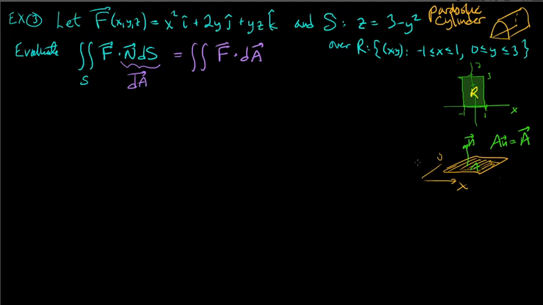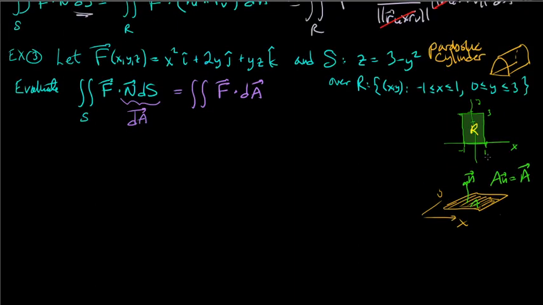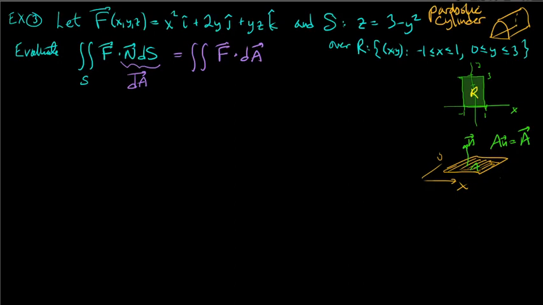It's just weird to think of area as having a direction, but when we're talking about the direction of the area, we're talking about the direction of the normal vector to the plane, to the tangent plane, right? So we're not going to do that. We're going to use this notation here without the dA.